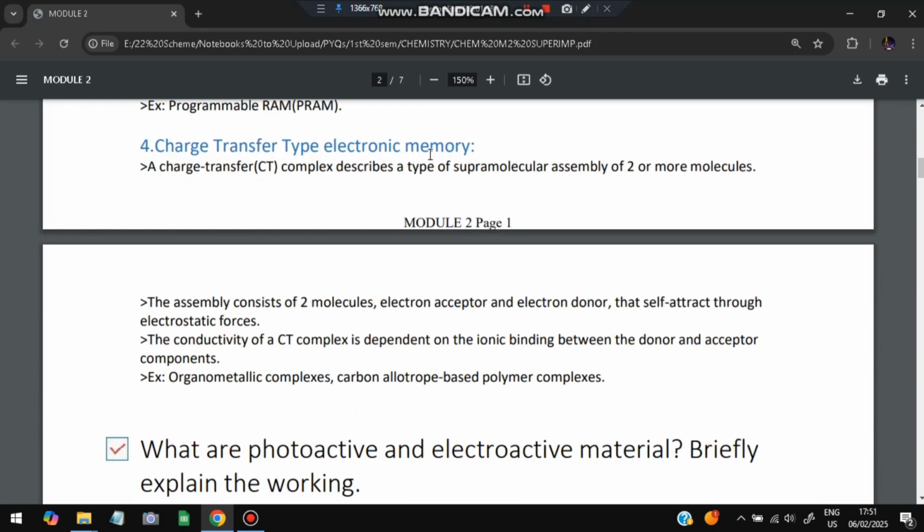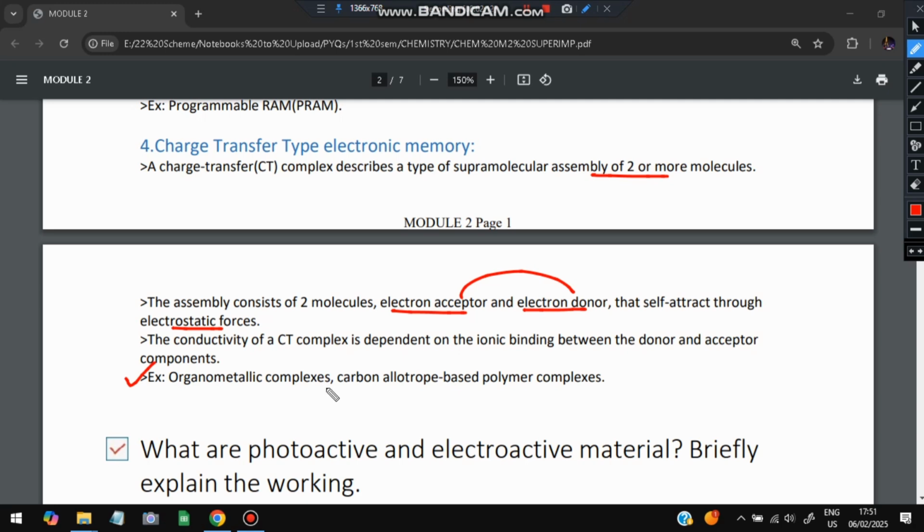And the last one is charge transfer memory, CT. In CT, an assembly of two or more molecules is there, an electron acceptor and an electron donor. Those are the two types of molecules that self attract through electrostatic forces. Examples are organometallic complexes and carbon electrolyte based polymer complexes.